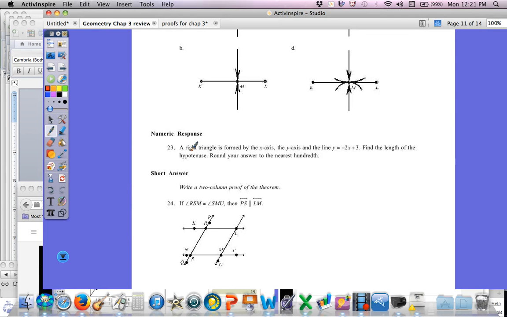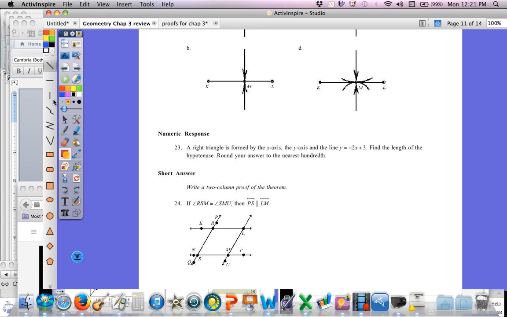A right triangle is formed by the x-axis, the y-axis, and the line y equals negative 2x plus 3. Find the length of the hypotenuse. Round your answer to the nearest hundredth.